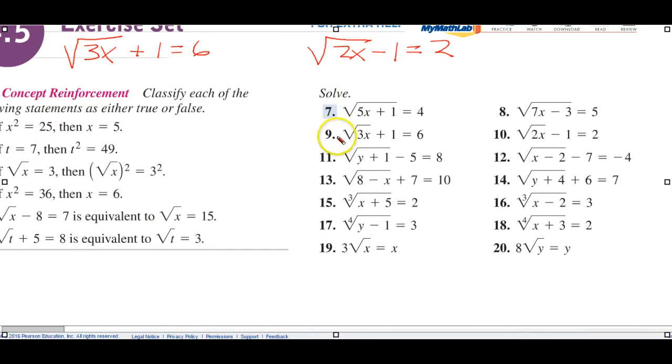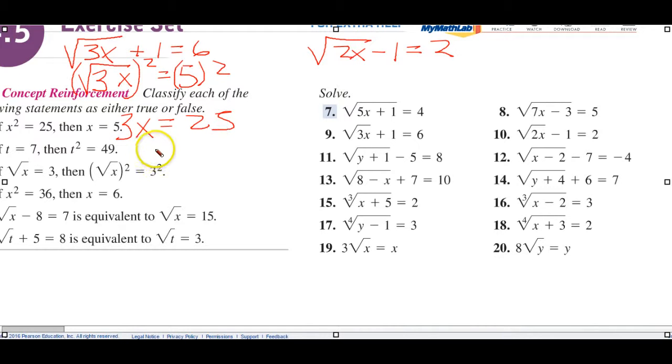Okay, I've copied 9 and 10. The rule here is to isolate the radical. We transpose that. Subtract 1 from both sides. Now we square both sides. Here, raising it to that power just gives you the radicand. Equals 25. Divide both sides by 3. The answer is 25 thirds.